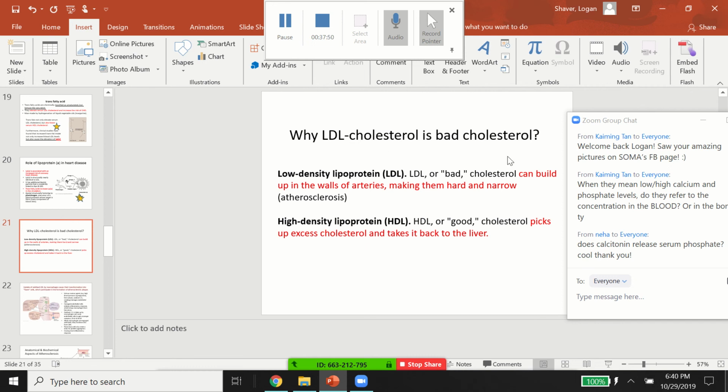All right. So why is LDL cholesterol bad cholesterol? Well, basically, we already went over all this, but I thought it was a good reminder of what HDL does. That's why I included it.